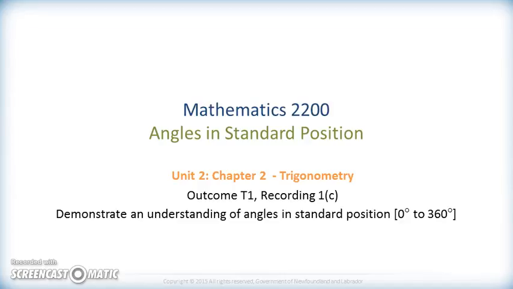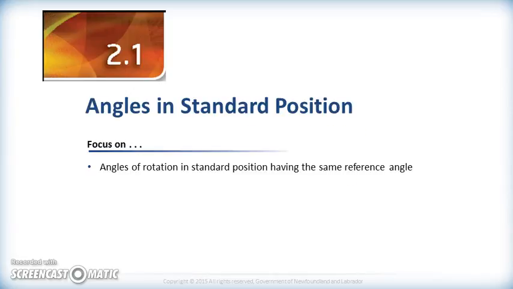Well, welcome back to recording 1C for our series on angles and standard position, Unit 2, Chapter 2, Trigonometry in Mathematics 2200. In this one, we're going to be looking at angles of rotation and standard position having the same reference angle. And we'll be doing that by looking at them as a series of reflections in the x-axis and the y-axis.